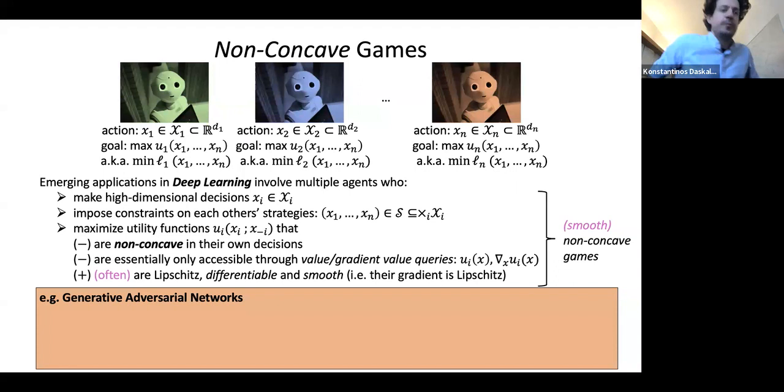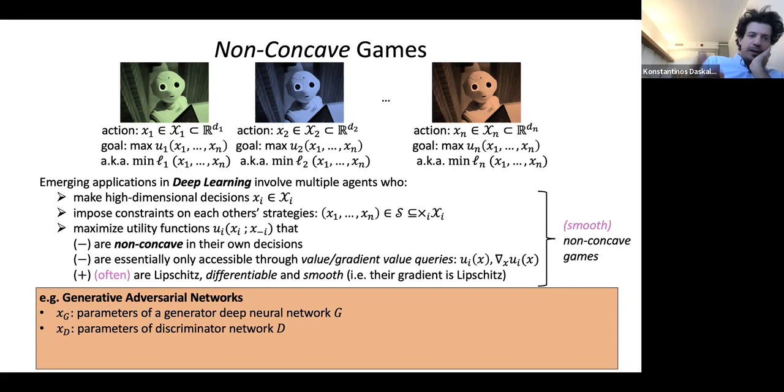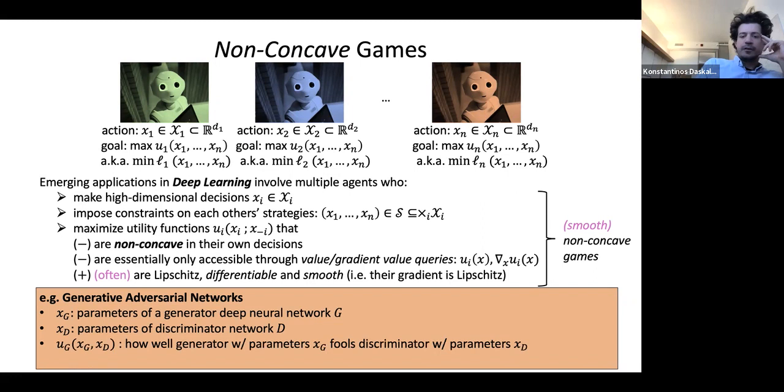Of course, this captures generative adversarial networks because there you have two players, so n equals two. The generator player has a large vector of parameters, and so does the discriminator, and the utility functions express how well the generator is fooling the discriminator and vice versa. A generative adversarial network is a two-player zero-sum game, and it is a non-concave game, because the utilities of the players are of course non-concave in their own actions. That's definitely something we capture.